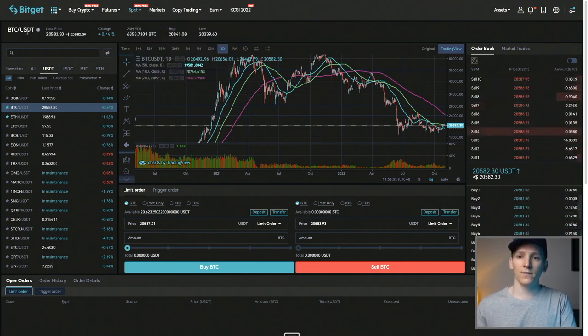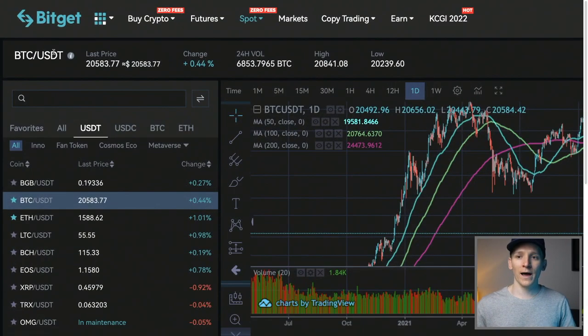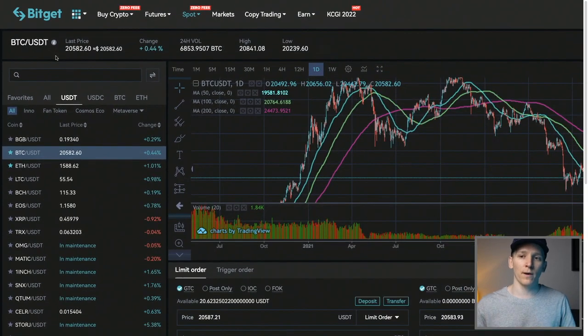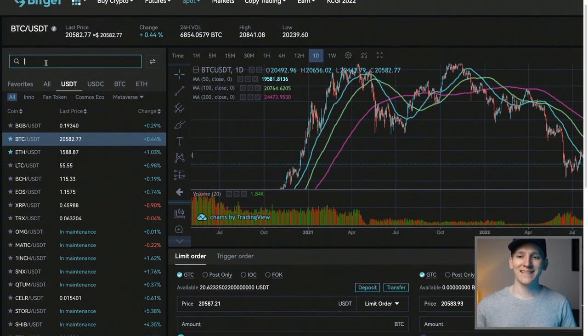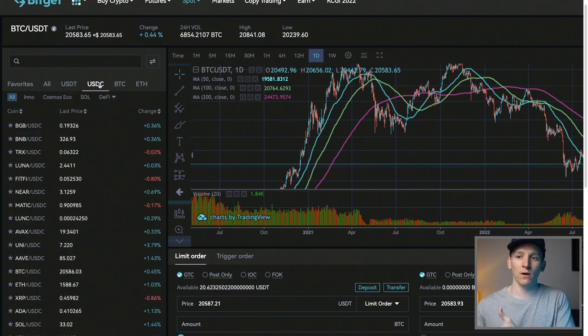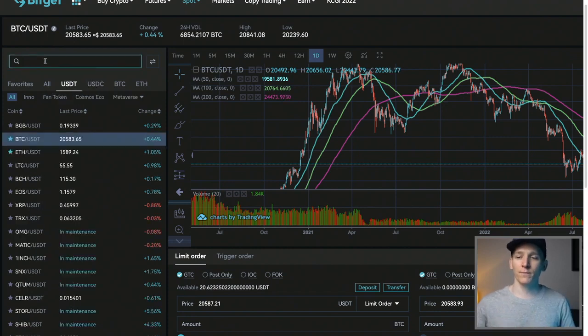And what we can see on the left-hand side is the pair that we're trading. So most people will have US dollar Tether right here to exchange into other cryptos, or you may have just bought Bitcoin directly through that card payment. But if you have US dollar Tether or anything else, you can see the spot pairs against USDT here. If you have USD coin, just click over here. Doesn't really matter, just choose the crypto that you want to trade.